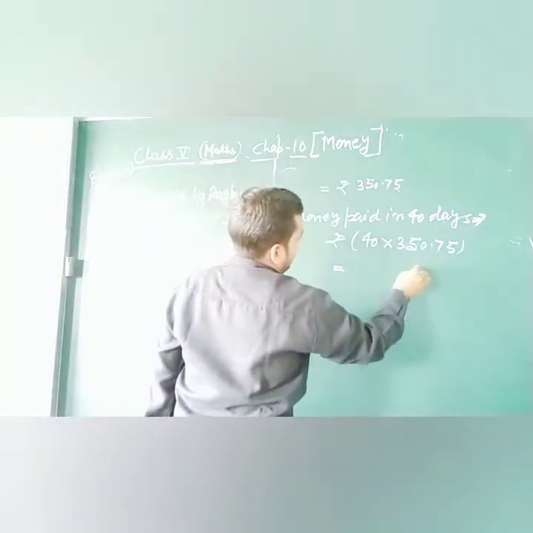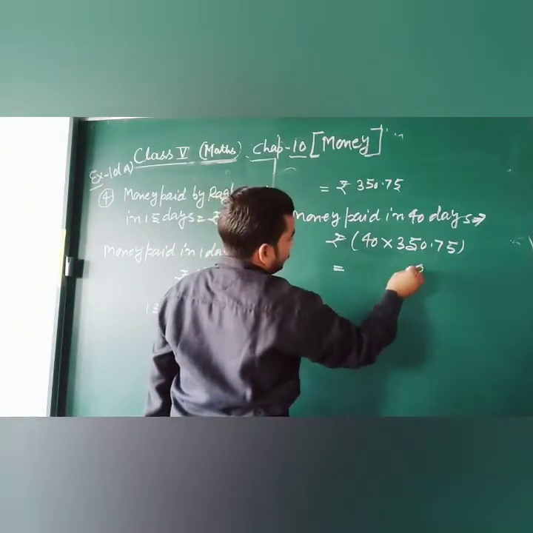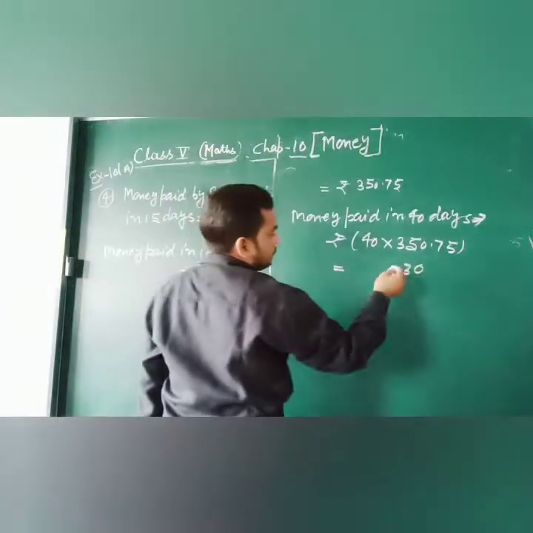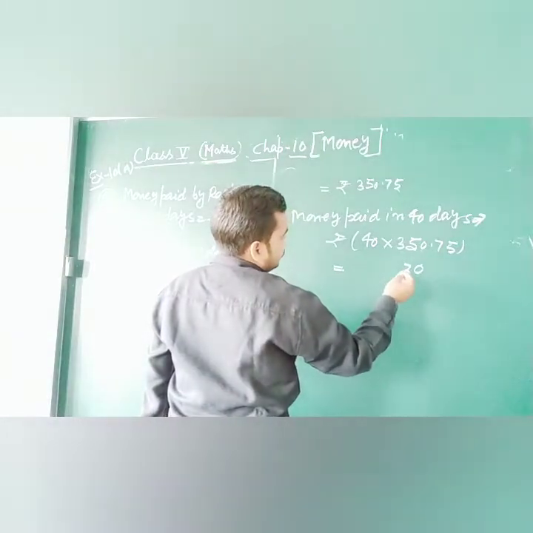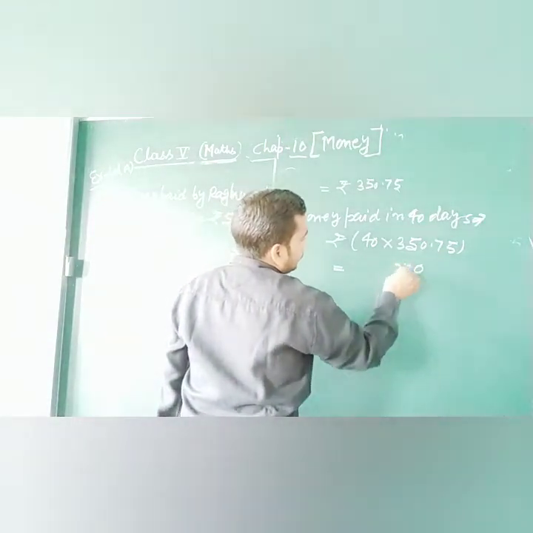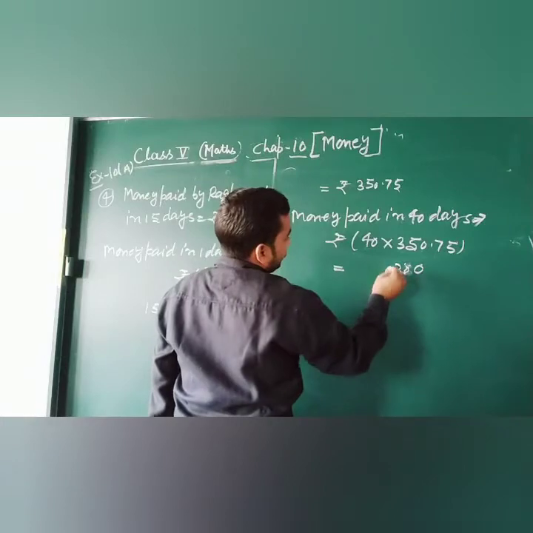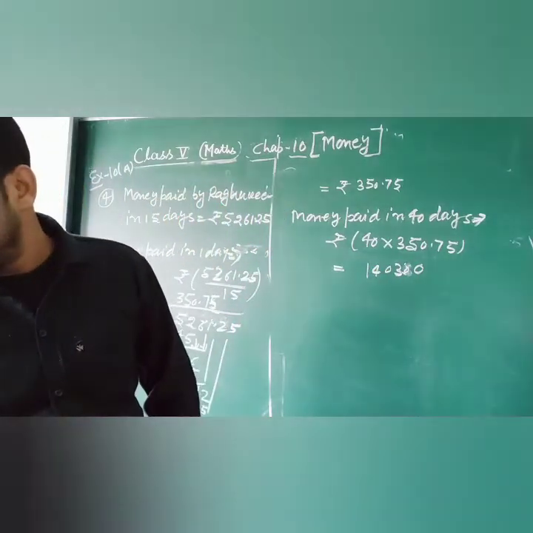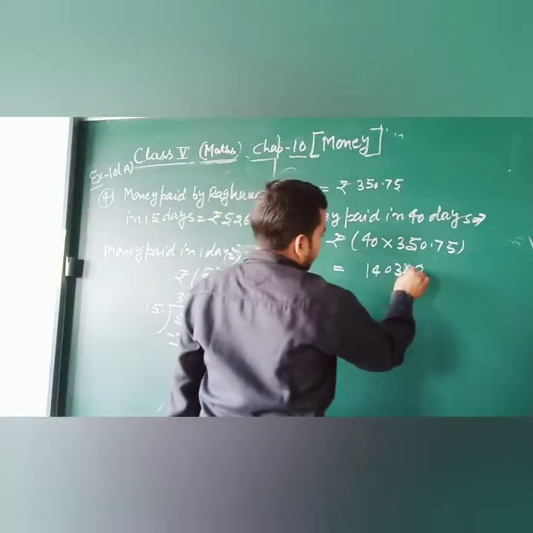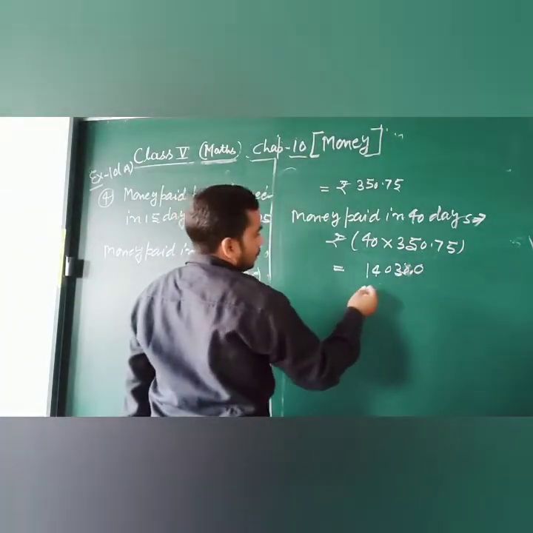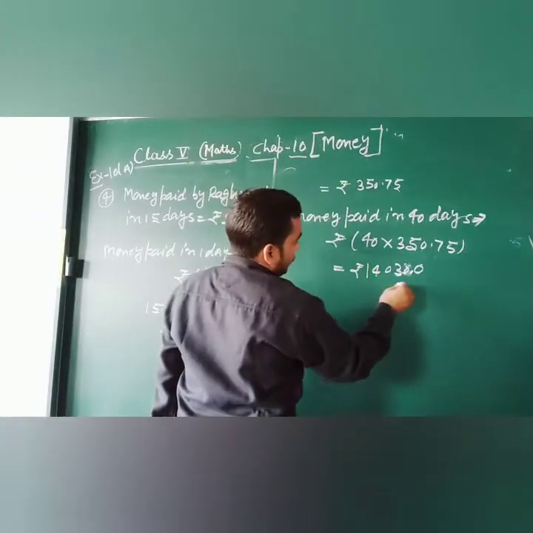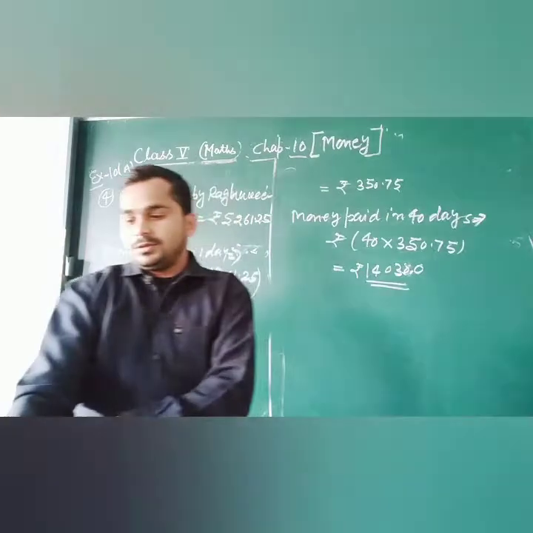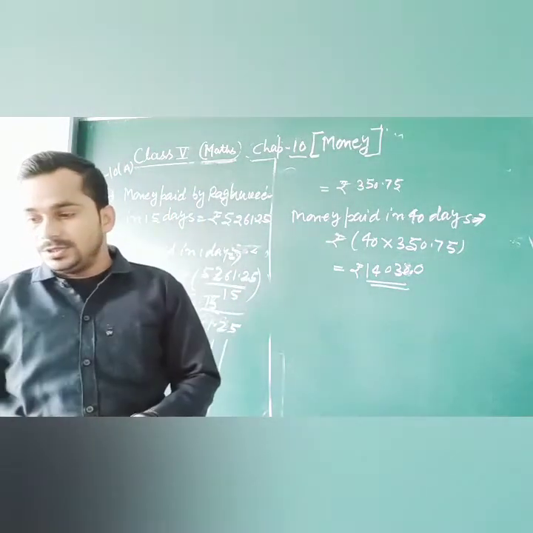4 5 ja 20, 4 5 28 plus 2 30, 4 5 20, 4 ja 12 to 14. Then decimal point after one place, so 14,030 rupees. So Raghuveer paid 14,030 rupees in 40 days.